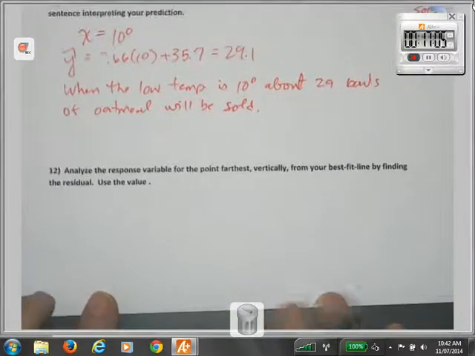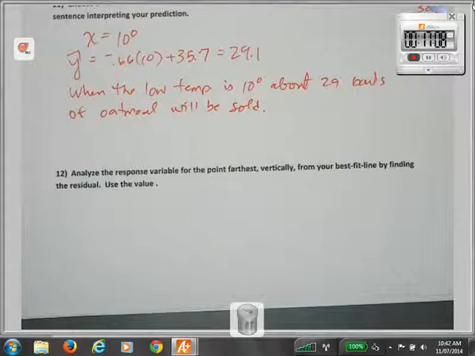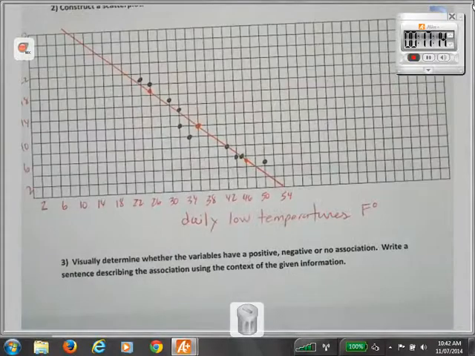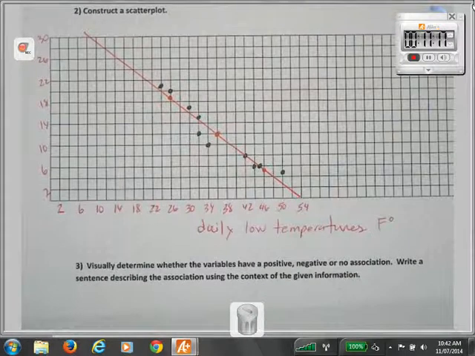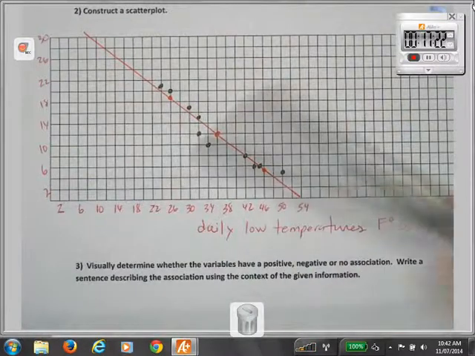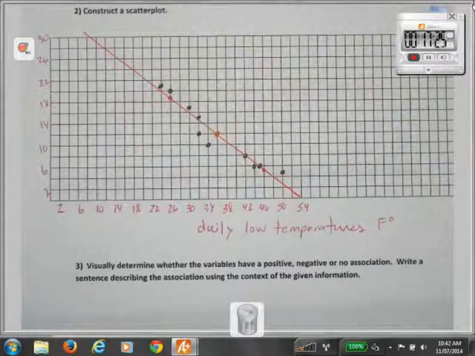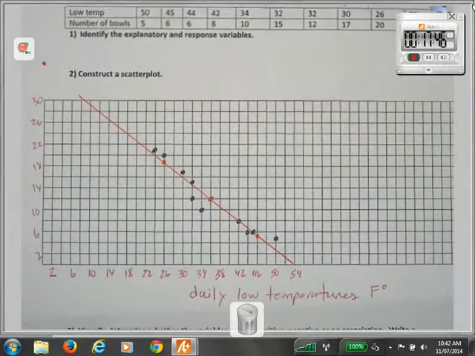Now the number 12, we're going to look at the plot again and do some analysis in regard to the plot. Sometimes you're going to see, when you start getting your least squares regression line into the problems that were assigned to you, the points will be scattered all around that line. In this particular case, the points are pretty close to the line. I want an analysis of the point that is farthest away from the line, and by farthest away I mean vertically, up and down.